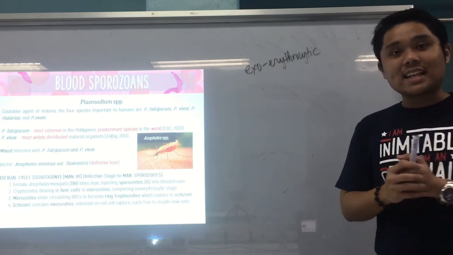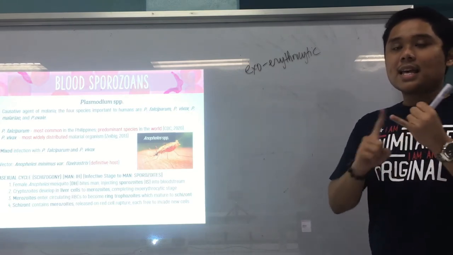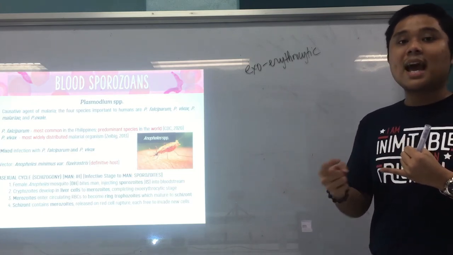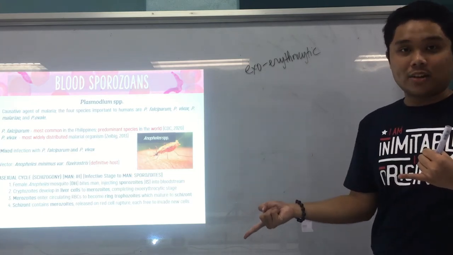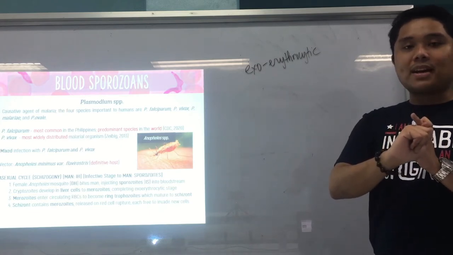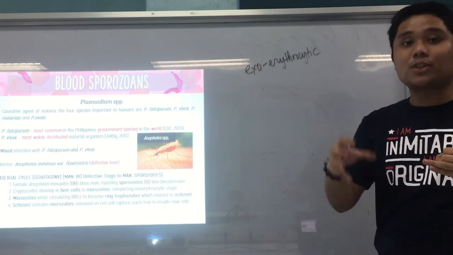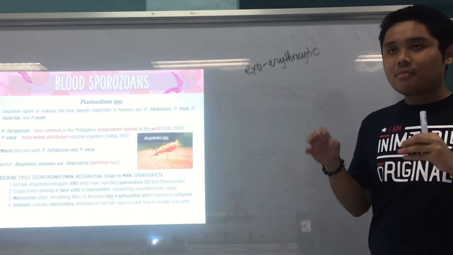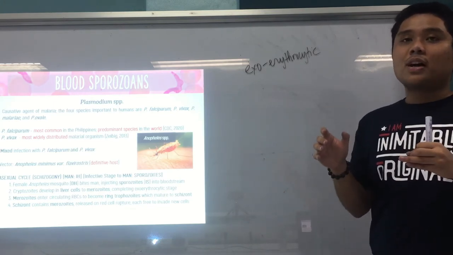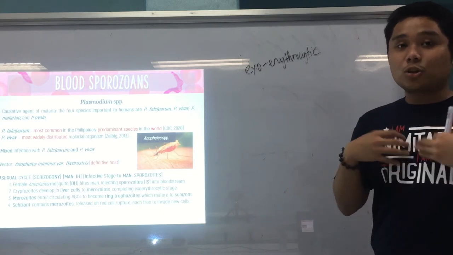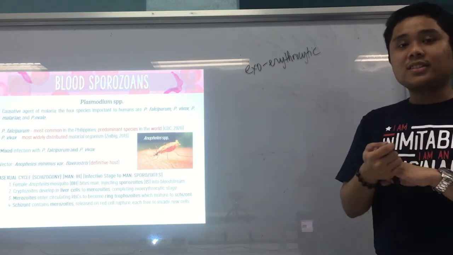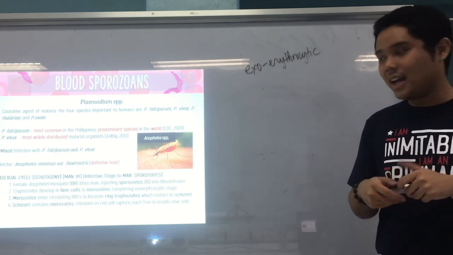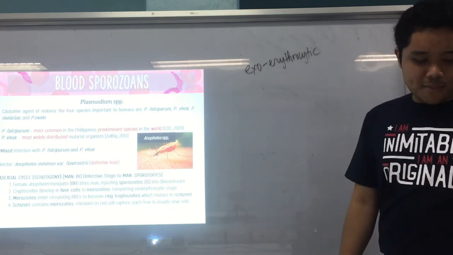Now, there are three cases that may happen. These merozoites that have been released from the rupture of RBCs can infect other RBCs. Another scenario that can happen is they then mature into your gametocytes. The gametocytes are then the infective stage of the malaria to the mosquitoes. And the third scenario is that these merozoites are destroyed by the immune system.